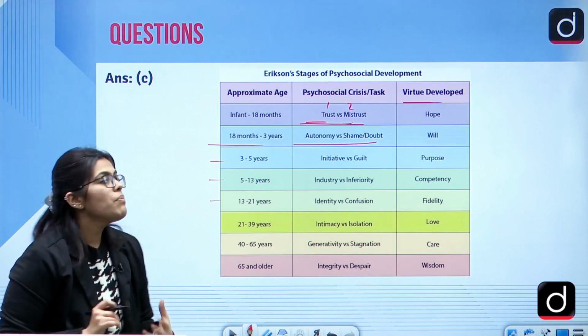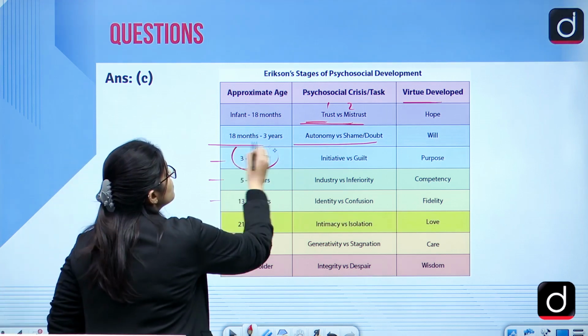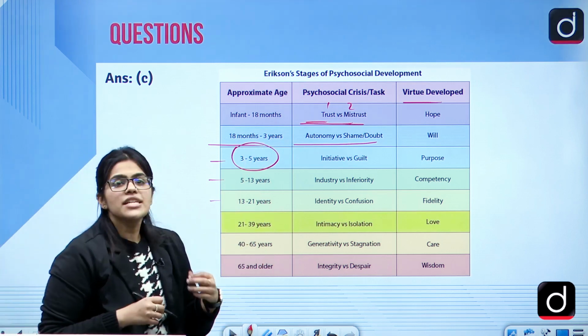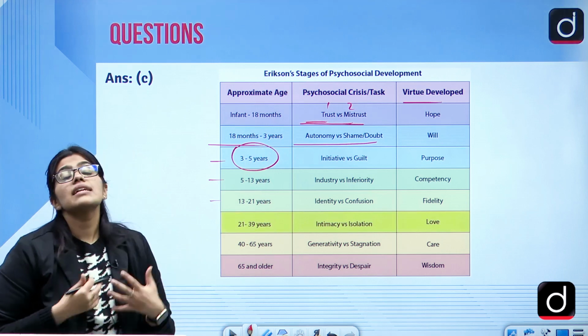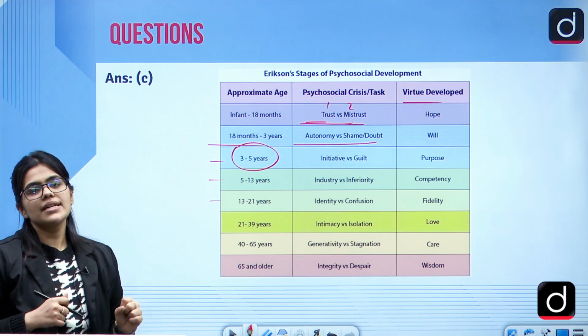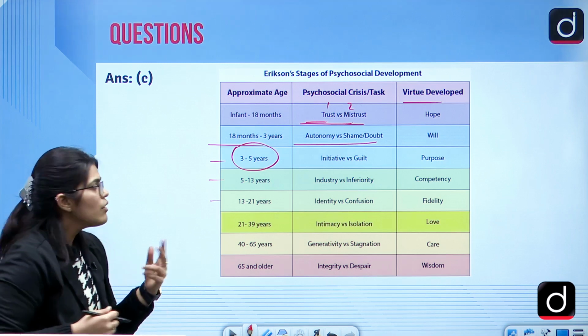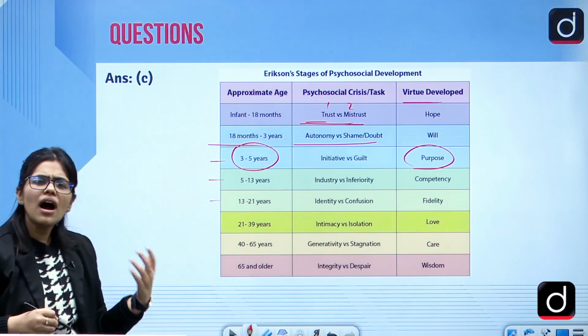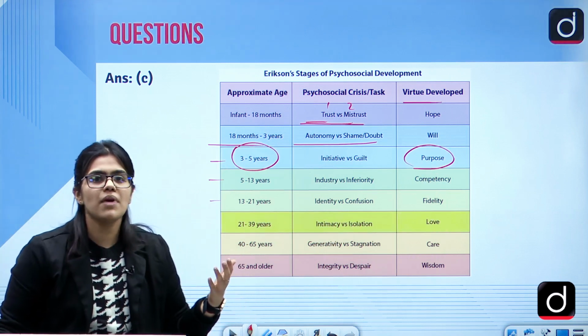You'll have the willpower. Then when we move towards 3 to 5 years of age, we see that there is initiative that we take and there is always guilt. We try to do something, but we are guilty. What if we fail? Out of it, you learn the purpose of life. You think, what are the few things I have to do in my life?